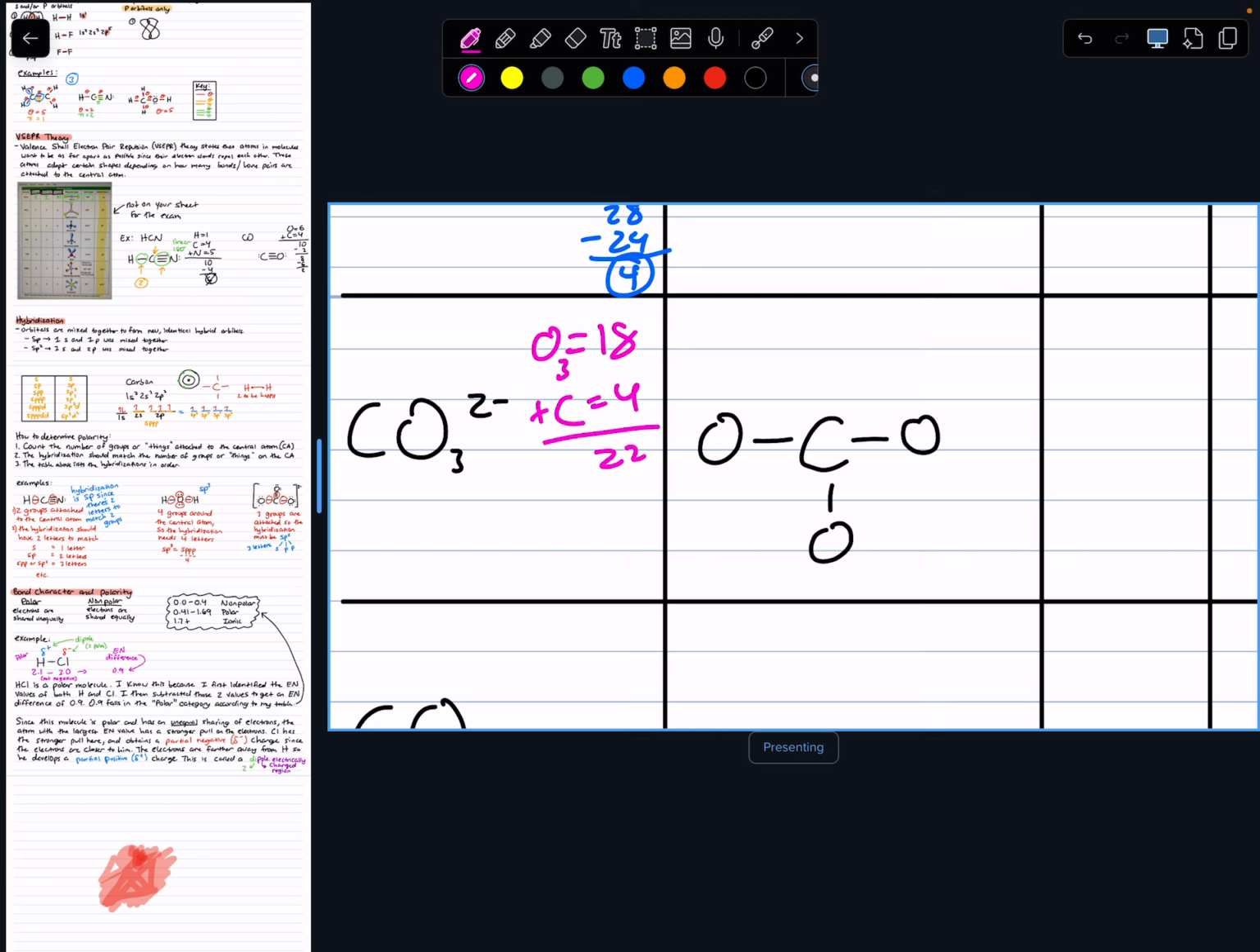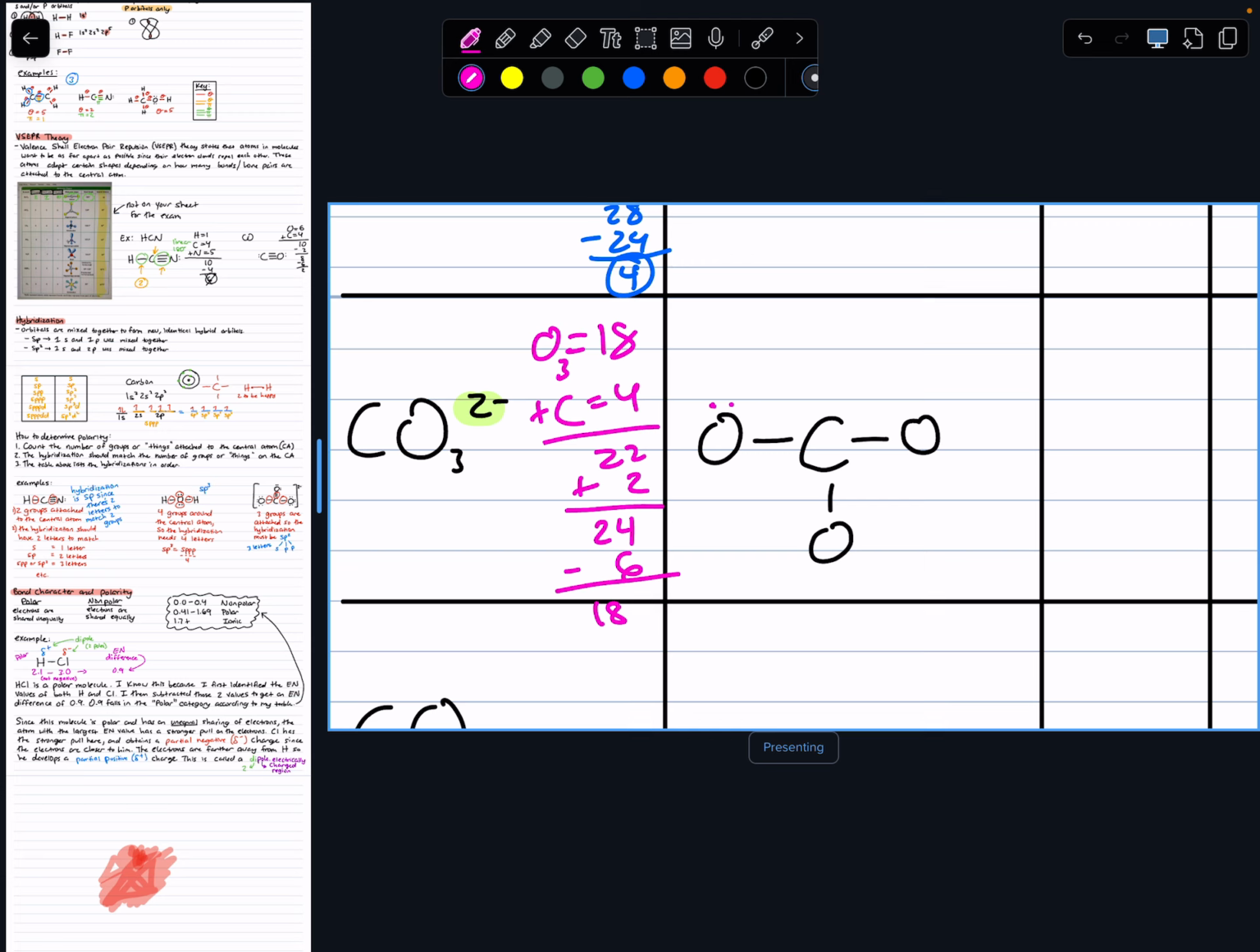Now what? Minus 6. Why minus 6? Because that's how much is needed before that. But first you need to account for the charge. Add 2, because I have a 2 minus charge. So I'm adding 2. How many do I have now? 24. Minus 6 gives 18. So where do those 18 go?